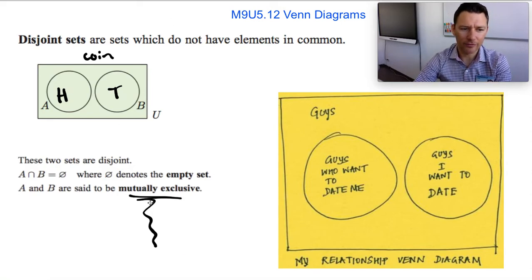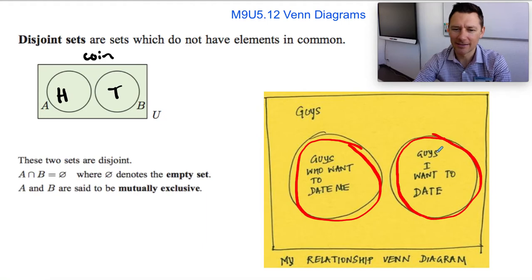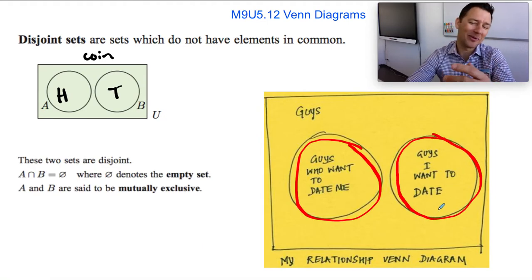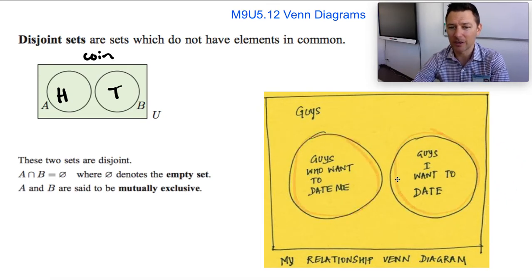Like heads or tails. Here's another one that I like. These are the guys who want to date me, and these are the guys that I want to date. Maybe not me, but maybe. And they're mutually exclusive. They're not overlapping. They're disjoint, right? They're spread.